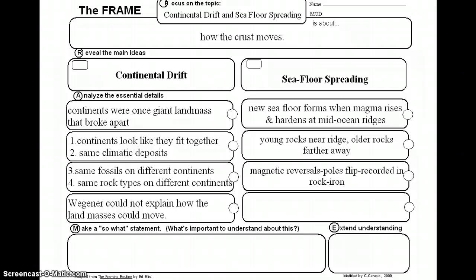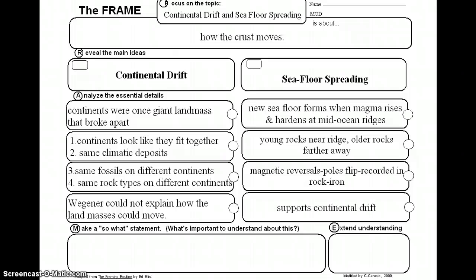Geologists also looked at magnetic reversals. It could be 100,000 years, it could be 1,000,000 years. We have these rock records where we can see that the poles have flipped. And these reversals actually get recorded in the rock because the basalt in the ocean floor has iron in it, and the iron will align itself with the magnetic poles.